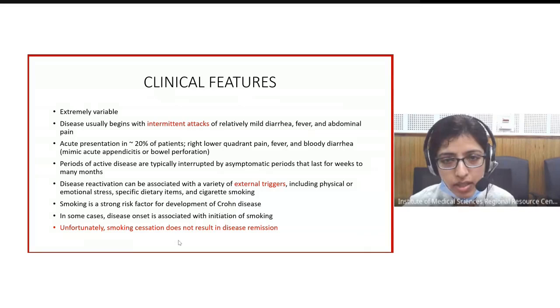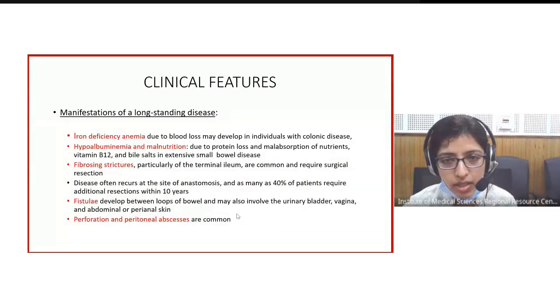But unfortunately, if they stop smoking, the disease does not undergo remission. So once the trigger occurs and the process is initiated, as we have seen, the pathogenesis is quite complex. The disease process keeps continuing. It may not be that the disease also undergoes remission. So that is just the triggering factor which will set on the process of disease occurrence.